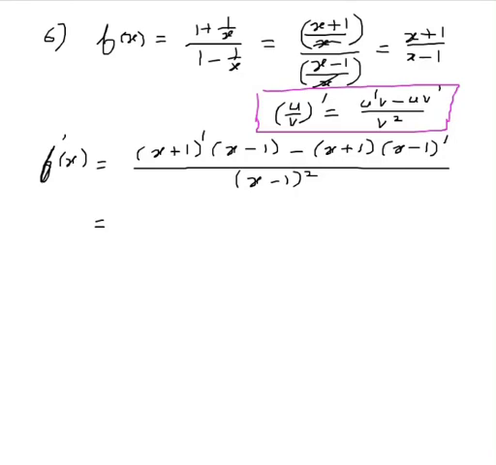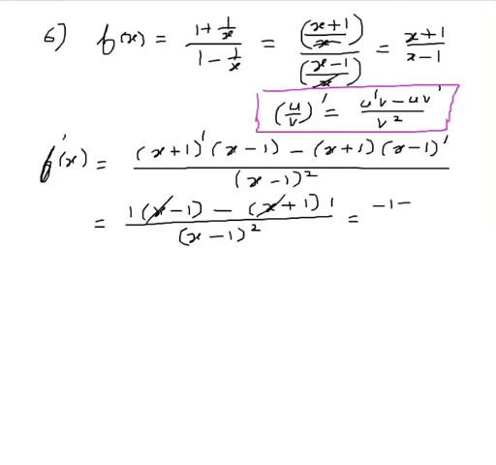Derivative of x with respect to x is 1 and differential of 1 is 0. 1 plus 0 is 1, into x minus 1, minus x plus 1 into differentiate x minus 1, which gives you 1 minus 0, which is 1, divided by x minus 1 the whole square. x and x could be cancelled. We get minus 1 divided by x minus 1 the whole square. Therefore, the answer is minus 2 divided by x minus 1 the whole square.